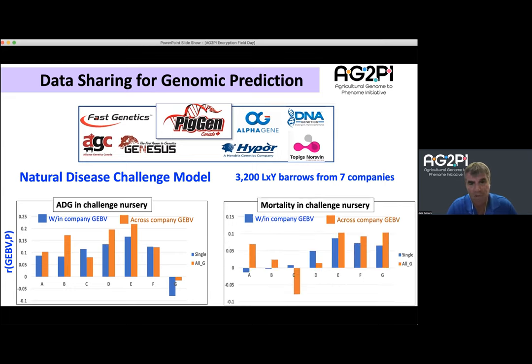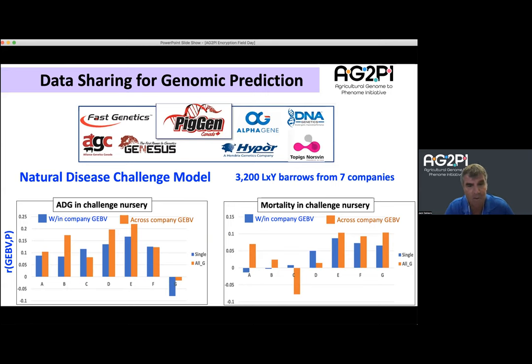A similar thing we see for mortality. There's a lot of variability, and with small data sets it doesn't always turn out as you expect, but on average, there is a benefit of using data from other companies.